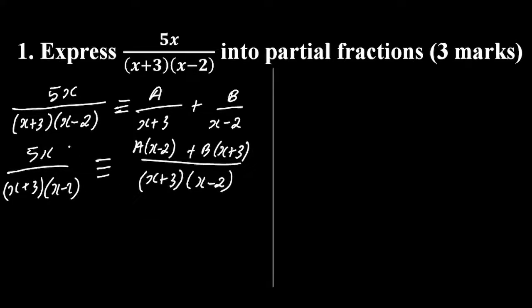Comparing our numerator and the denominator, since the denominator here is the same as the denominator here, the numerator should also be the same, since we're apparently dealing with the same fractions. Remember, we want to express this in another form, or in a much simpler form. So it means that our 5x will simply be equal to a into x minus 2 plus b into x plus 3. We're going to call this our equation star.